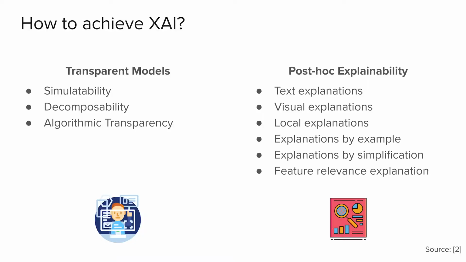And how we can achieve explainable AI would be either by having a transparent model that we can simulate, decompose, or that is transparent by definition algorithmically, or what we do most of the time with neural networks, to get some explanations after we've trained our model. That would be post hoc explainability, by getting some text explanations, visual explanations, or explanations by sample or by simplification.